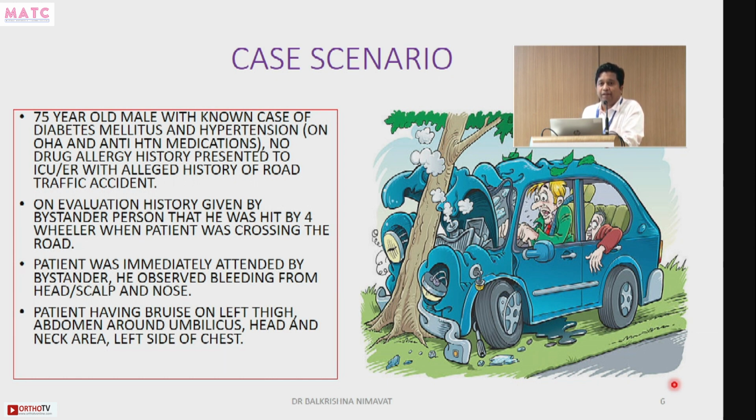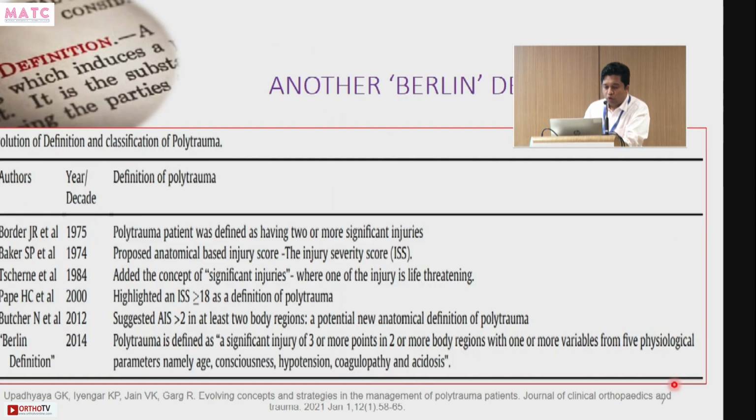Can anyone say? Yes. So what is polytrauma?